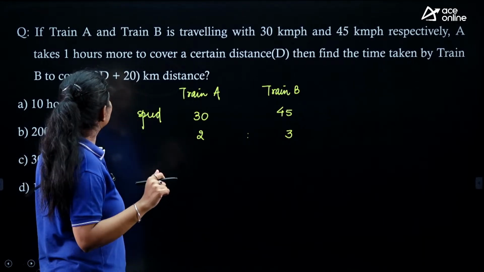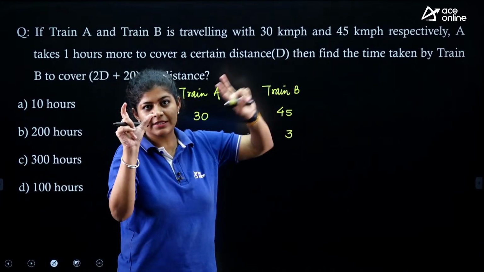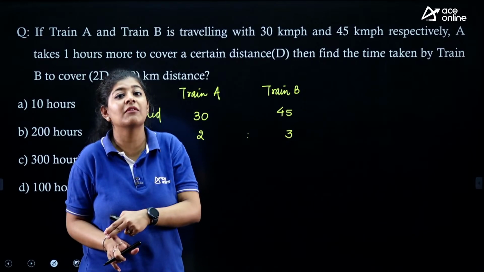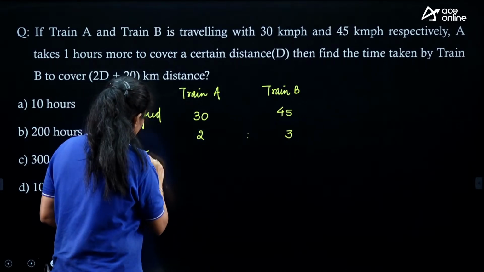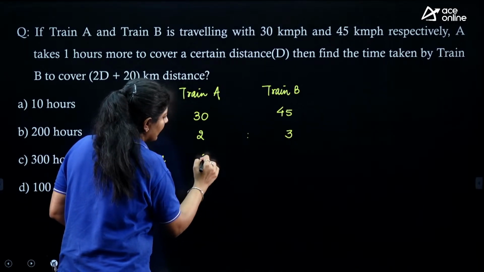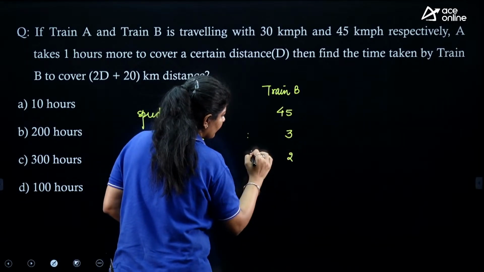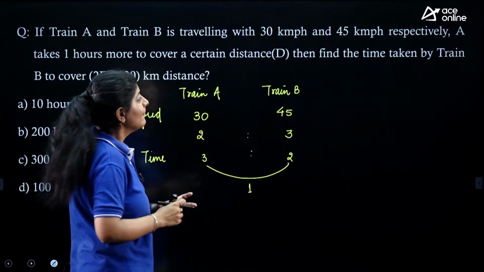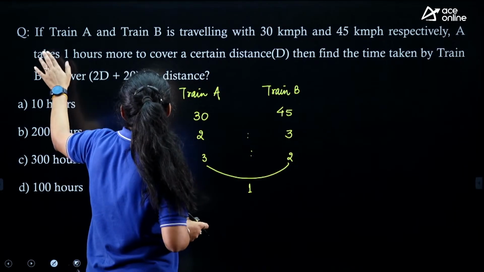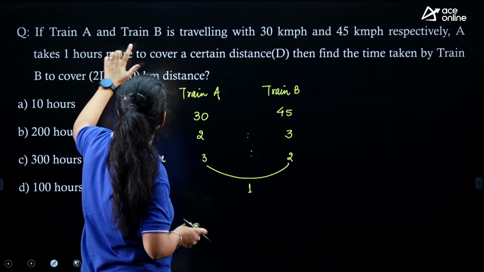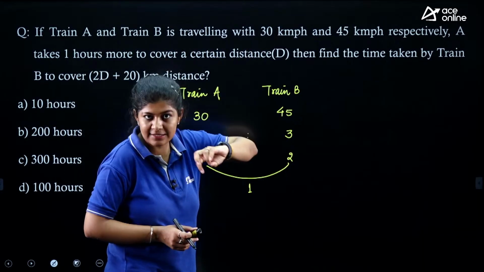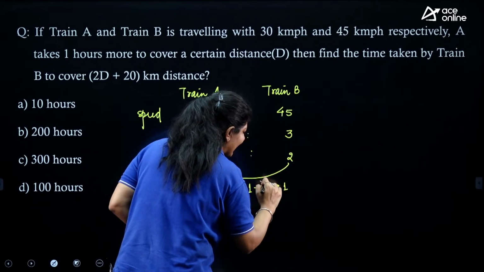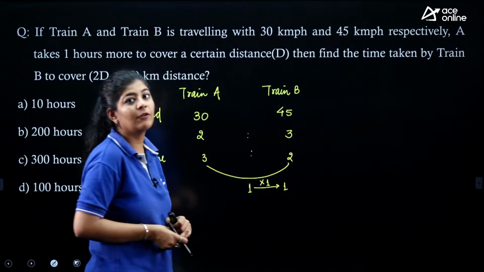Now we know that if the distance D, the certain distance, remains the same, then the time and the speed are inversely proportional to each other. So the time ratio will become 3:2. The difference in this ratio is 1. According to the question also, A takes 1 hour more to cover the certain distance. That means the value of this one is actually equal to 1, so these ratios are on the multiple of 1.